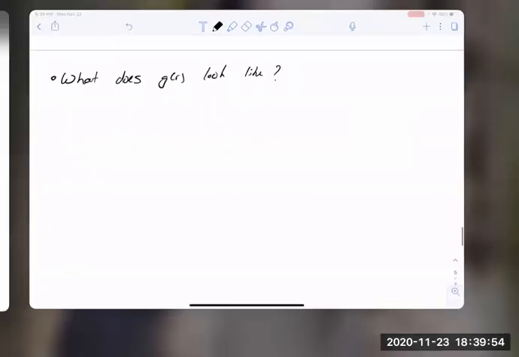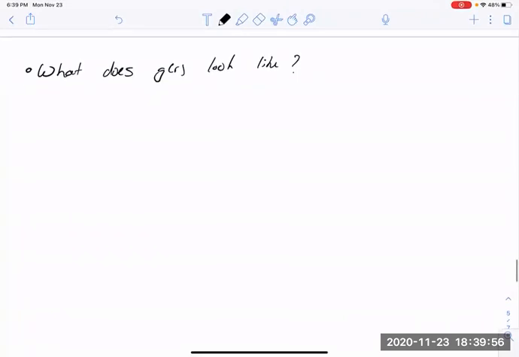Okay, so let's think about this. Let's start considering the G of R in a system that actually does have broken rotational and translational symmetry, but is easy to think through. Let's consider a two-dimensional crystal.